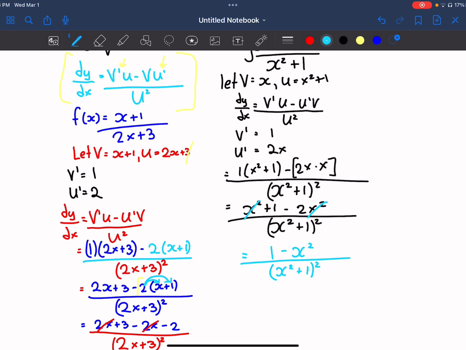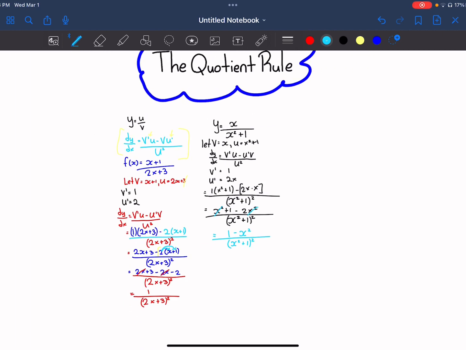And that is it. That is just the quotient rule. It's very simple. I'm sure you're able to get it by now. And you just need a little bit more practice, and you should be good on your way to understanding the quotient rule.